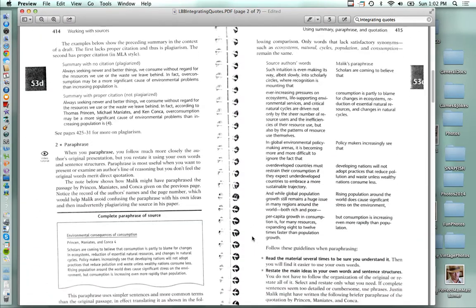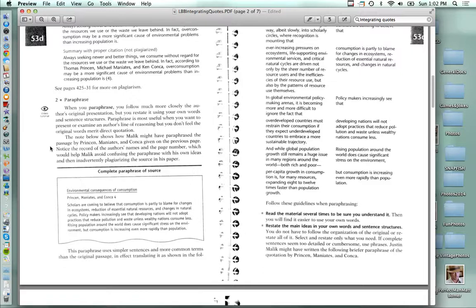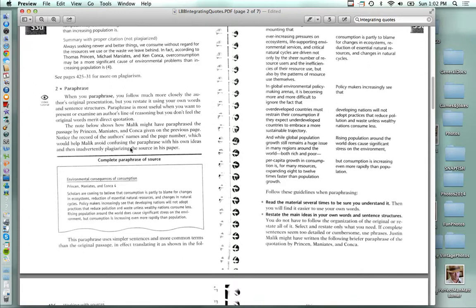The next concept I want to talk about is paraphrasing. When you paraphrase, you follow much more closely the author's original presentation, but you restate it using your own words and sentence structures. Paraphrase is most useful when you want to present or examine an author's line of reasoning, but you don't feel the original words merit direct quotation. So here is a paraphrase of that original passage.